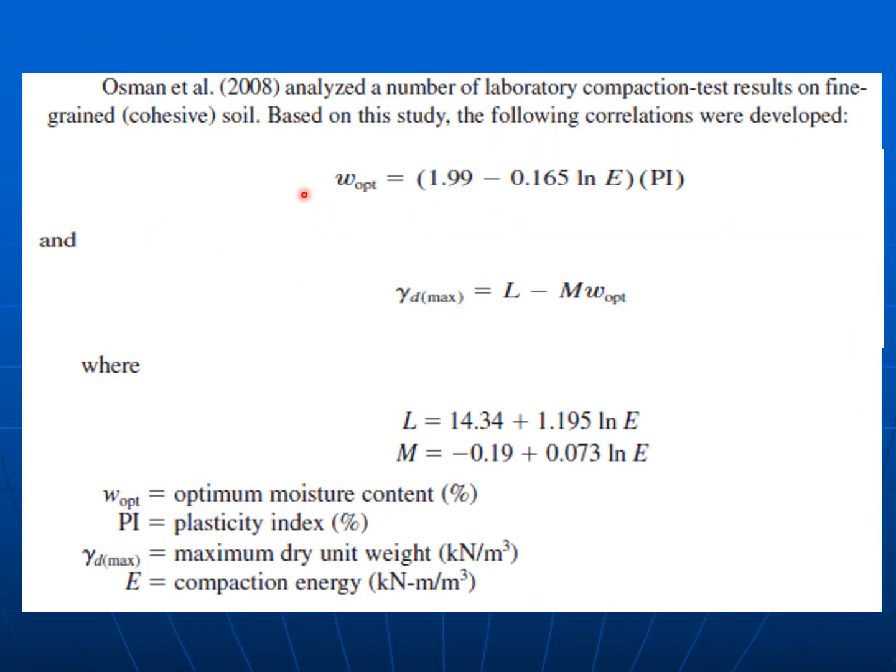Here the optimum moisture content has been related to log of E and plasticity index, and the gamma d max, the maximum dry unit weight of the soil, is related to L, M, and the optimum moisture content. Here L is equal to this, M is equal to this. W opt means the optimum moisture content, PI is the plasticity index, gamma d max is the maximum dry unit weight in kilonewton per cubic meter, and E is the compaction energy in kilonewton meter per cubic meter.